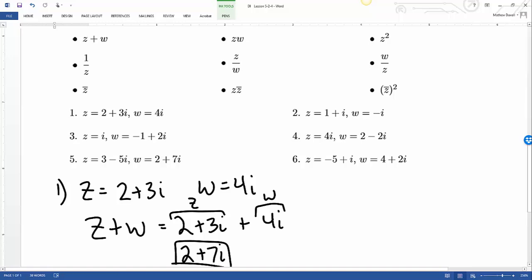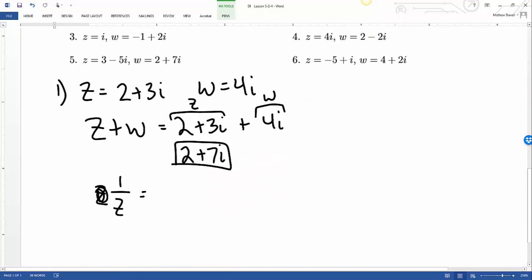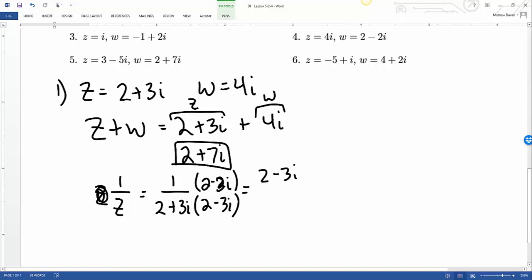So 1 over z. Okay, so my z is 2 plus 3i. Okay, we can't divide by imaginary numbers, so we have to multiply by the conjugate. And that's what gets rid of it. So you're going to get 2 minus 3i over, now on the bottom, if I multiply this, all the i's will cancel out. So 2 times 2 is 4. 2 times negative 3 is minus 6i. Positive 6i, see, those cancel out.